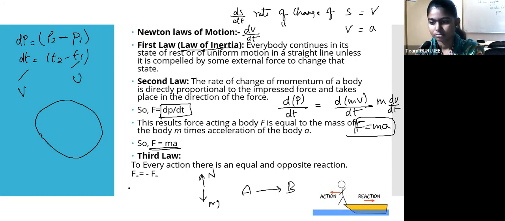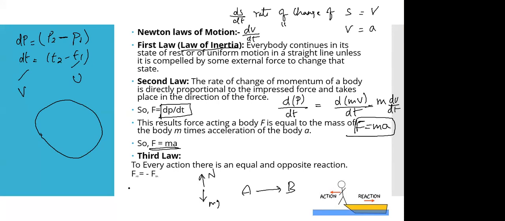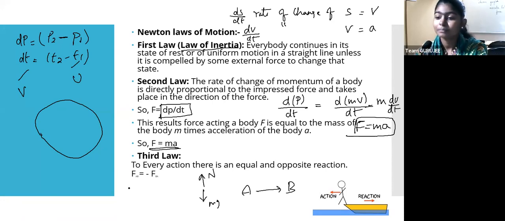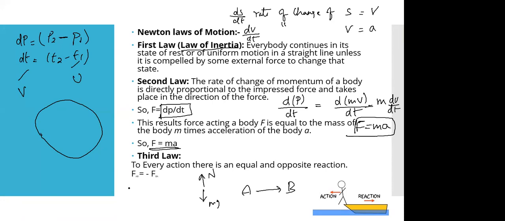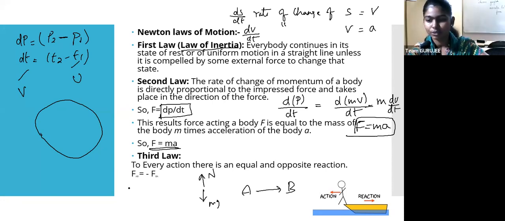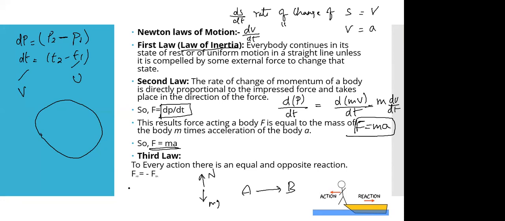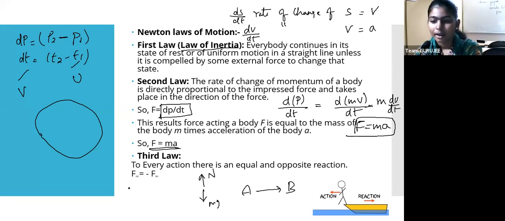Right. Any more examples, innovative examples? Flight of the bird, ma'am. Flight of the bird, yeah, correct. Ma'am, rocket launching. Exactly. Rocket launching is based on this principle, third law only. Propulsion is because of that. Good. Right, that's all.